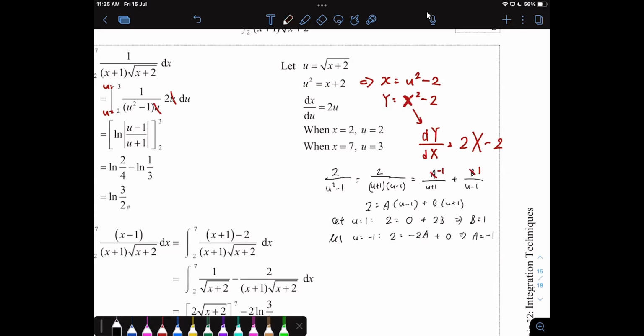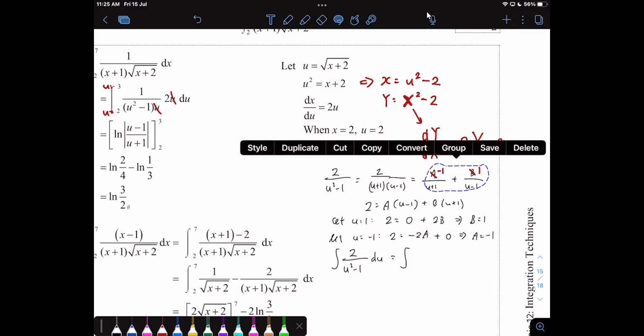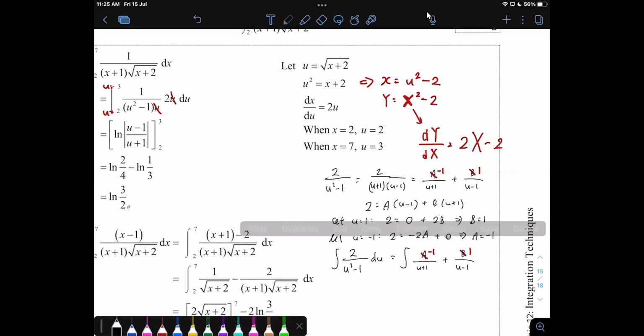That means that if we try to, let me just copy and paste to save some time. Integrate this guy, du, it's really the same as integrating our partial fractions with respect to u. So this will give me a ln of modulus u plus 1. But don't forget there's a negative 1 numerator, so put a minus in front, right? And then you add on ln of u minus 1.